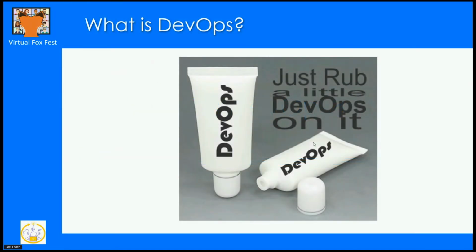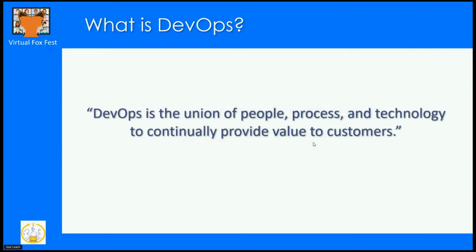And naturally, I wanted to know, hey, what is this DevOps of which you speak, and what will I be rubbing it on? And this time, Microsoft actually went on to define it by saying that DevOps is the union of people, process, and technology to continually provide value to customers.